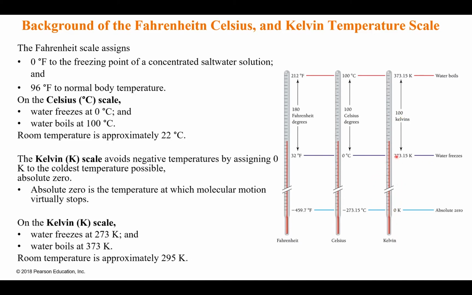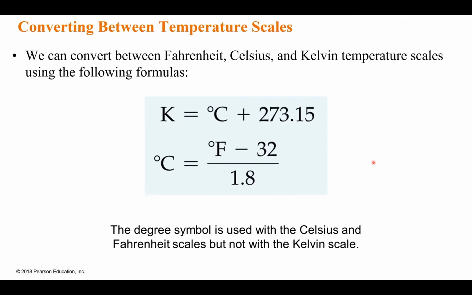Since the starting point is not 0, we need to add 273 on top of the Celsius to get to Kelvin. So we can come up with the following conversions. Kelvin is degrees Celsius plus 273.